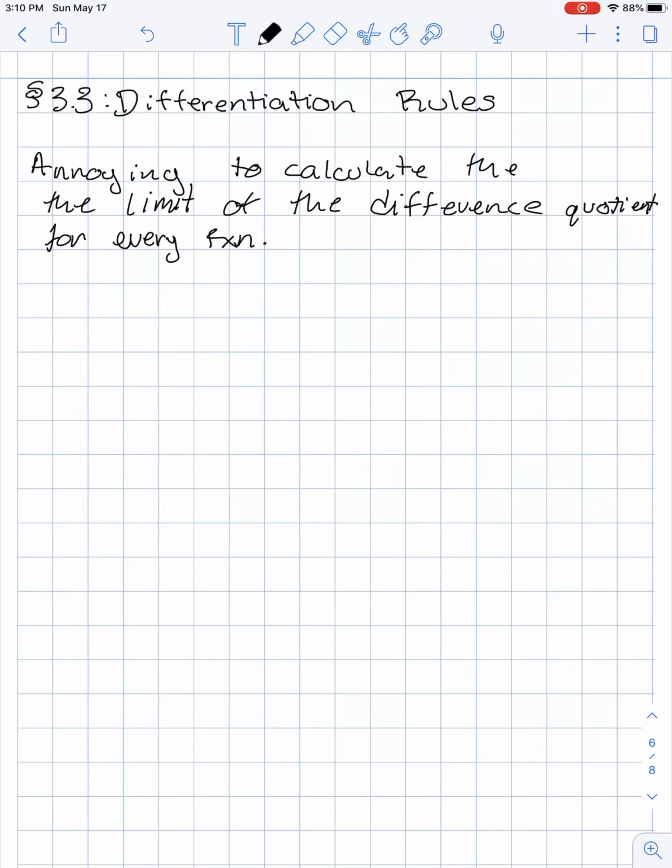So good news is that a lot of people realized there were some patterns forming with different properties and different types of functions. And so now we have all these differentiation rules, which I don't even know if I spelled right. Differentiation. Yes. Cool, I think that's right. So the first one is the derivative of a constant function.